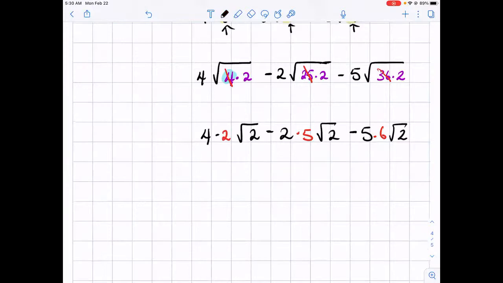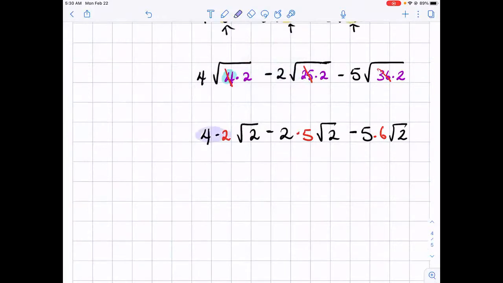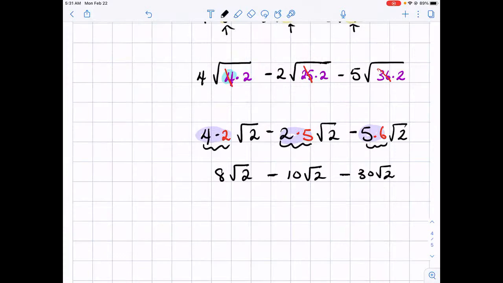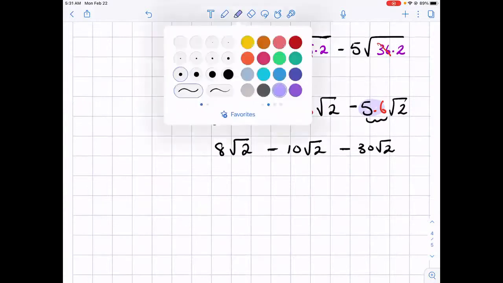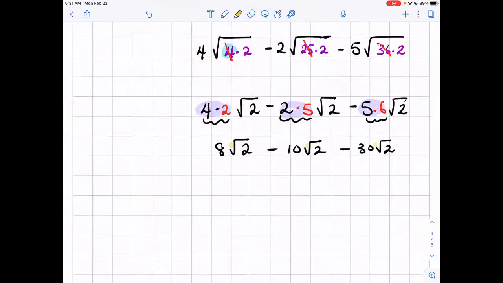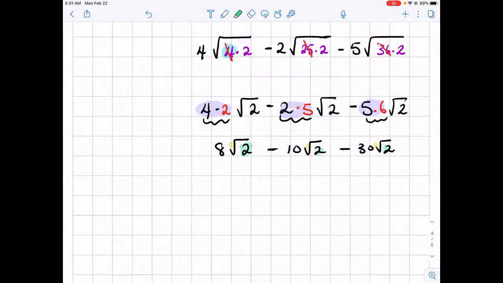So multiplying the coefficients now: 4 times 2, then the negative 2 times 5, and then the negative 5 times 6. So if we multiply them, 4 times 2 is 8 root 2, 2 times 5 becomes 10 root 2, 5 times 6 becomes 30 root 2. So all our index are the same, which didn't change. And now my radicands are all the same.